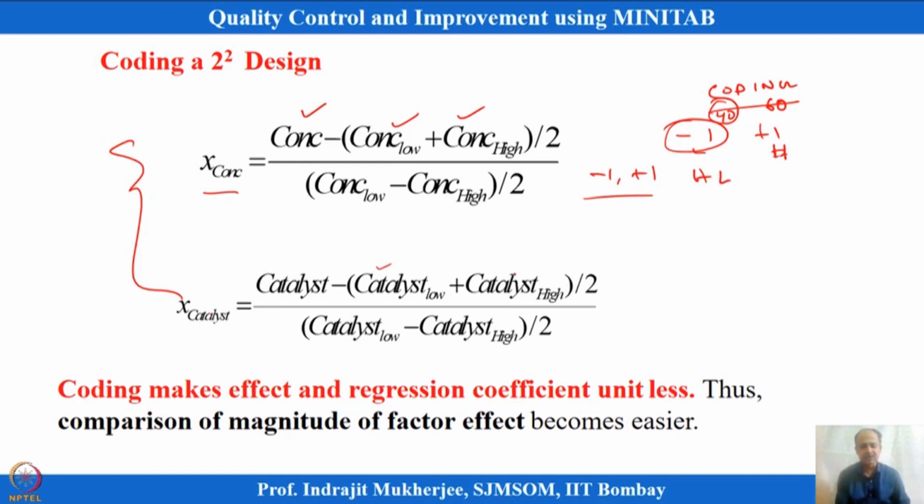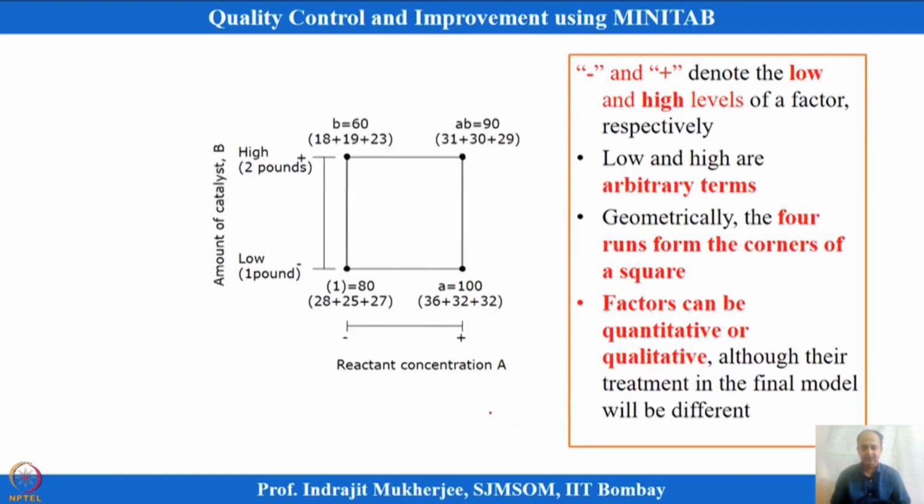Why do we convert that? Because if we code this, it becomes unitless. So the coefficient becomes unitless, and we can compare the magnitude of the factor effects. When we do design of experiments, most of the time people are converting the variables into coded variables, because then it is easier to compare the effects. That is one aspect we have to understand.